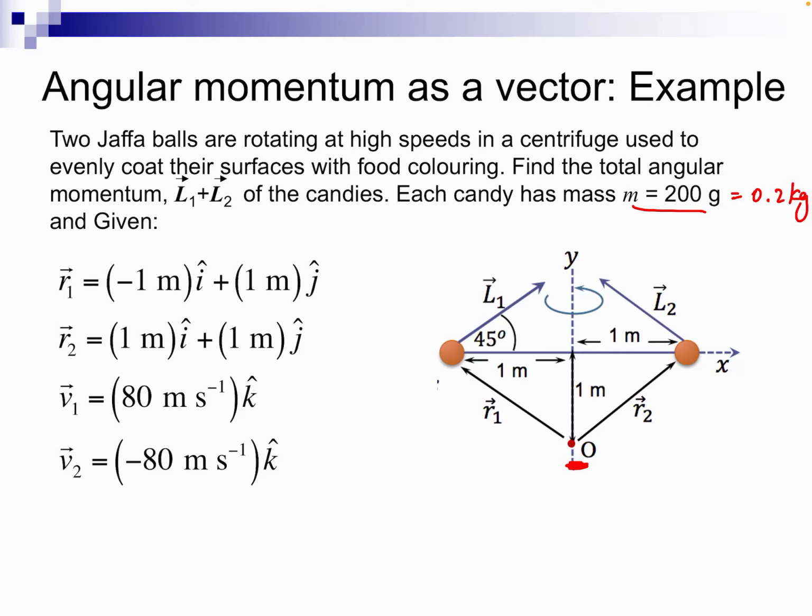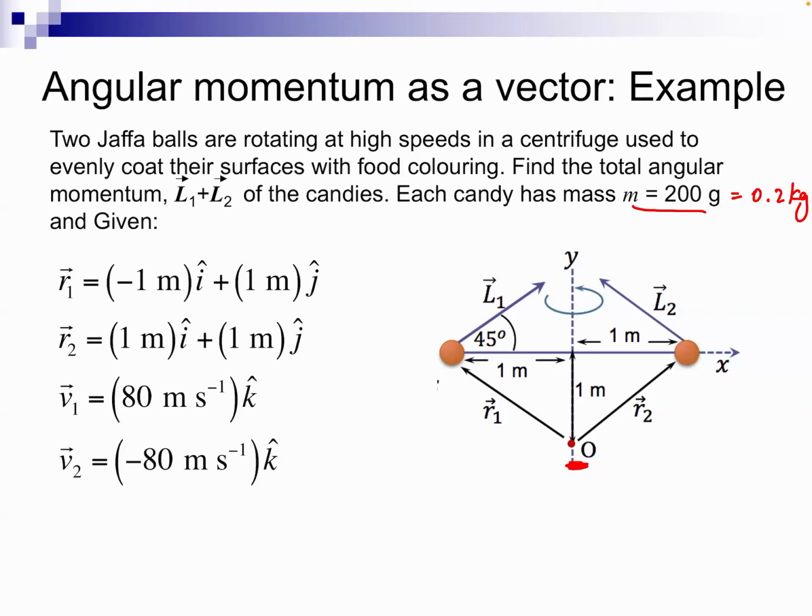In this position, the distance of this mass 1 from the axis of rotation is this r. So my arm defines r. For this Jaffa ball, r is minus 1 i hat plus 1 j hat. If you look at my arm, it is a diagonal vector. It will have a j component and an i component, right? J hat component and i hat component.